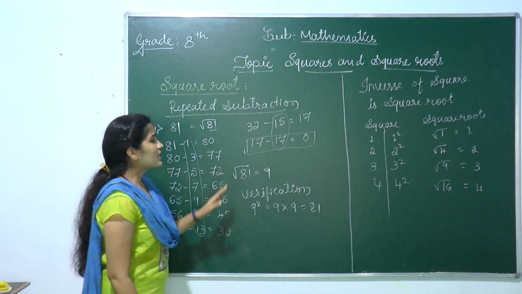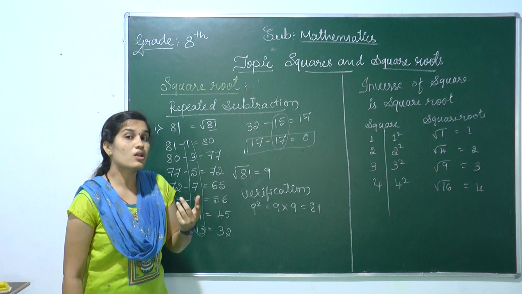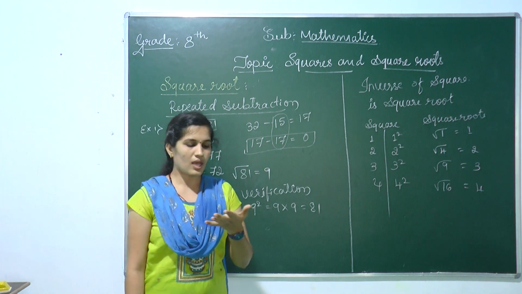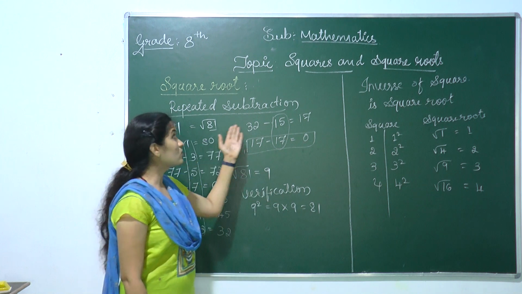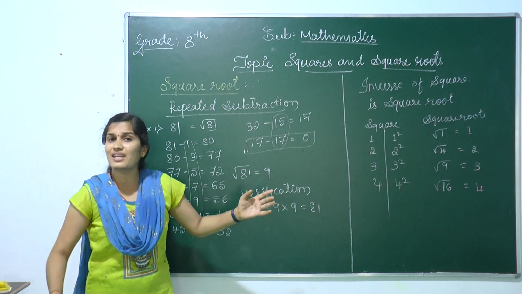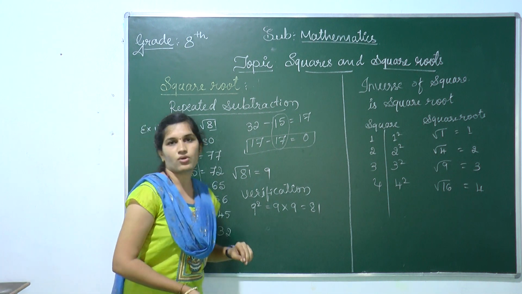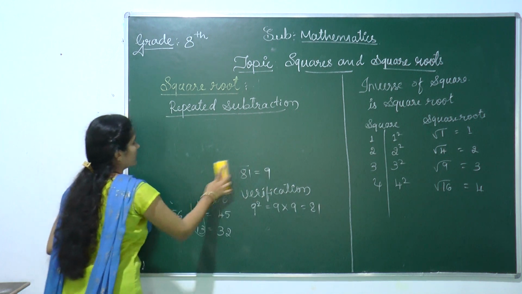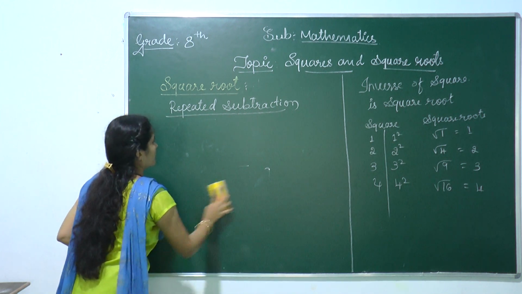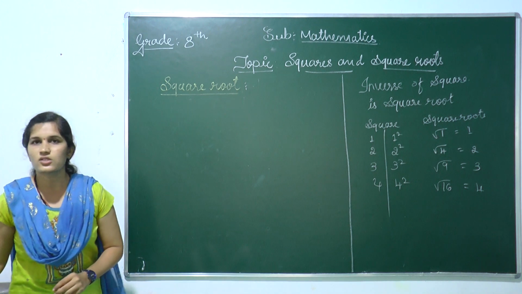But we cannot go through this method of repeated subtraction for larger numbers. Is it? If they have given 324, how would you do this repeated subtraction? It will be a lengthy problem. So for that purpose, there is another method, that is the division method. We shall see that division method of finding the square root.